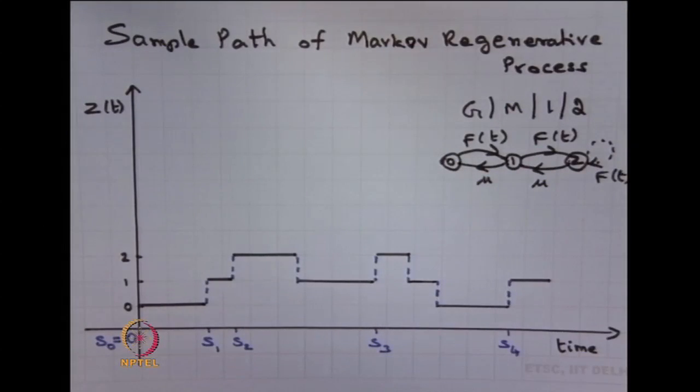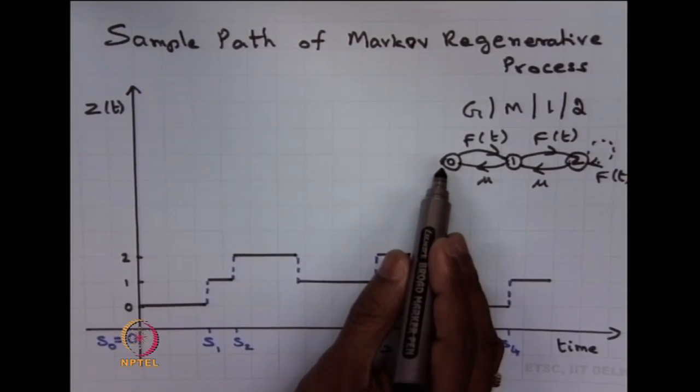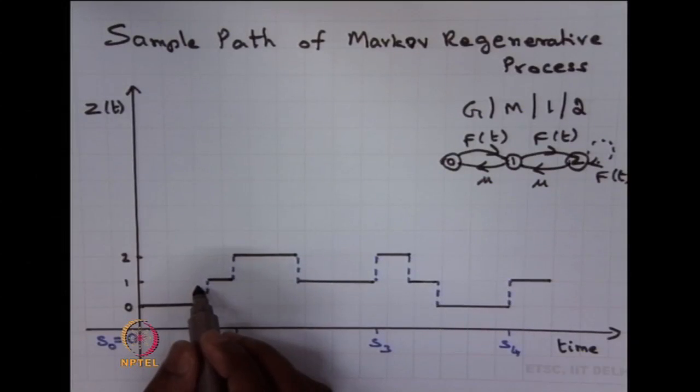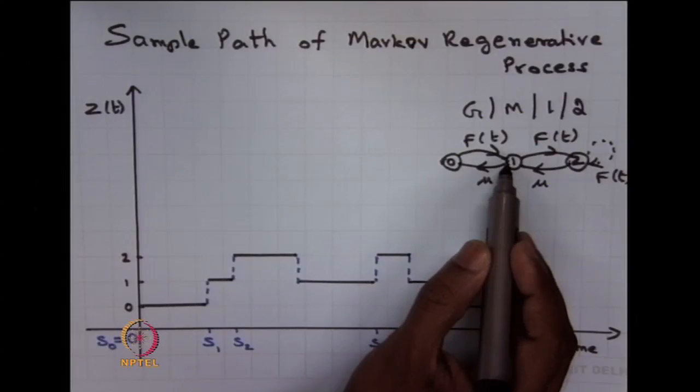So, now you see the sample path. At time 0, the system is in state 0. The inter-arrival time can be any distribution, need not be an exponential distribution. At time instant S1, the first arrival enters the system. Therefore, the system size is now 1. So, the system moves to state 1.